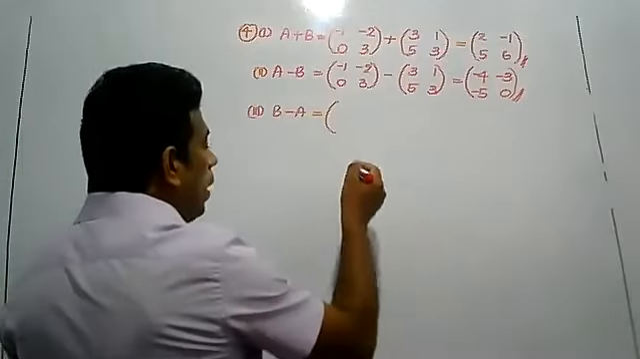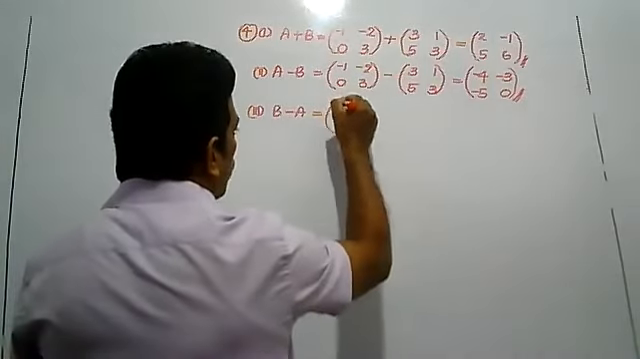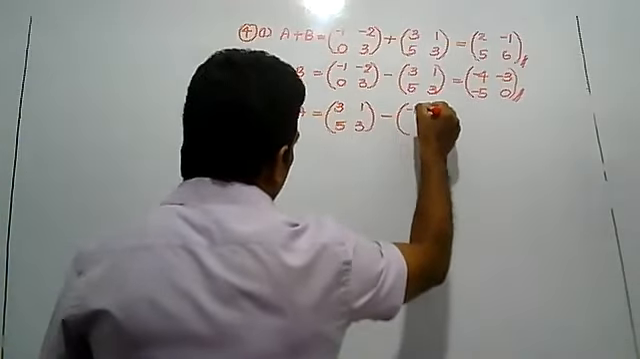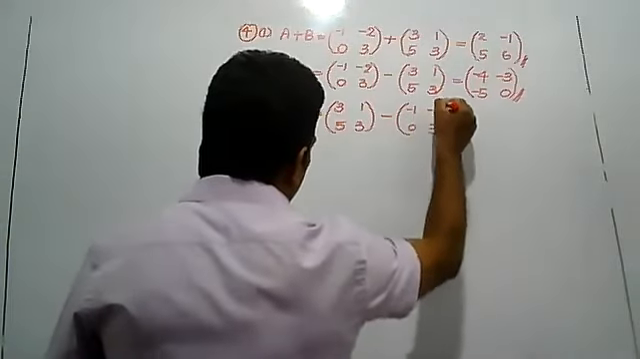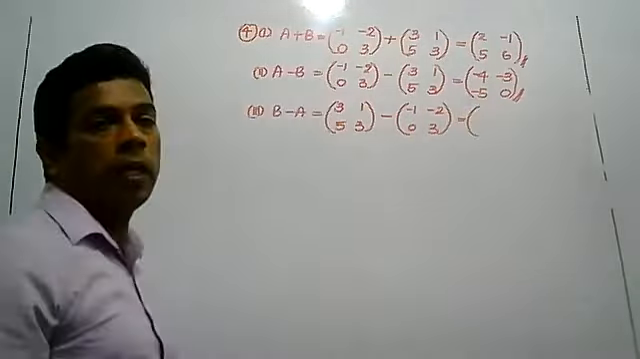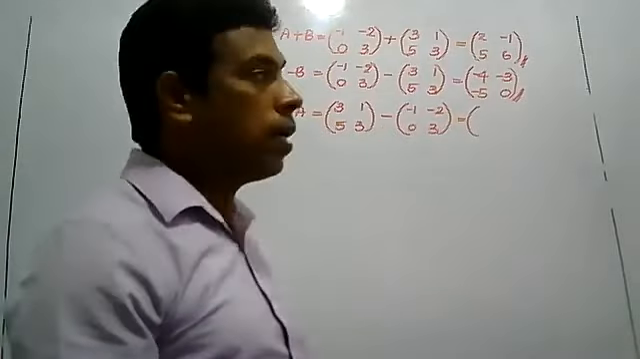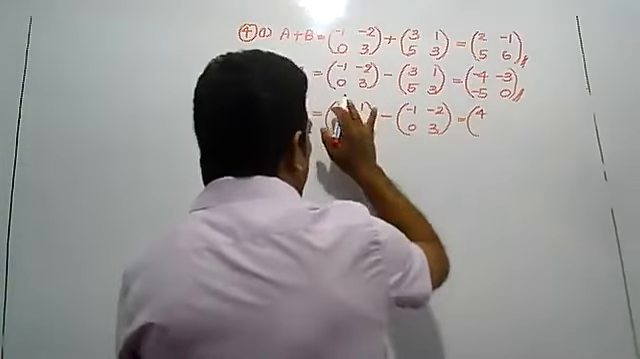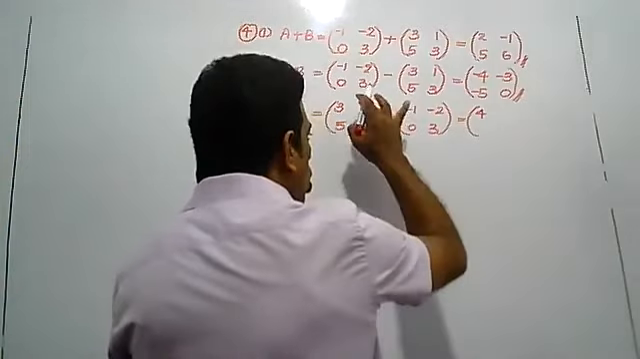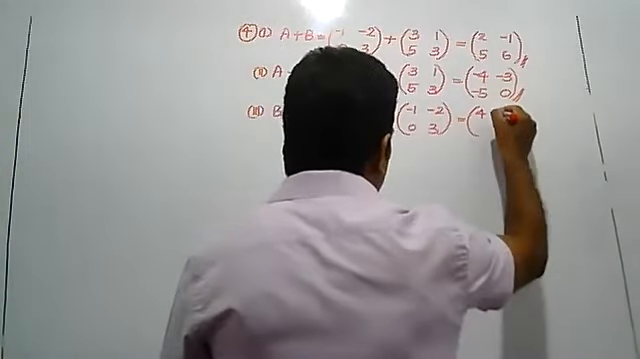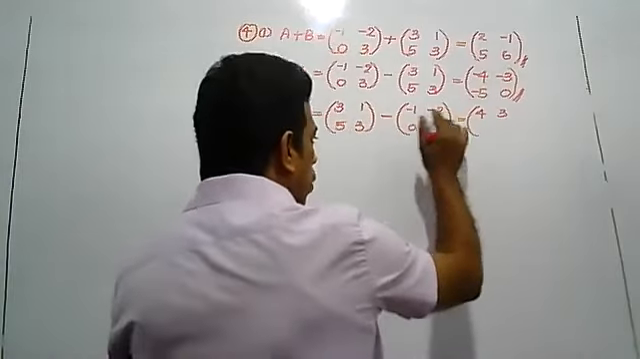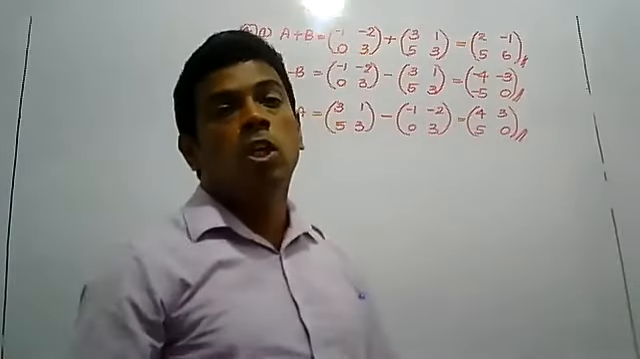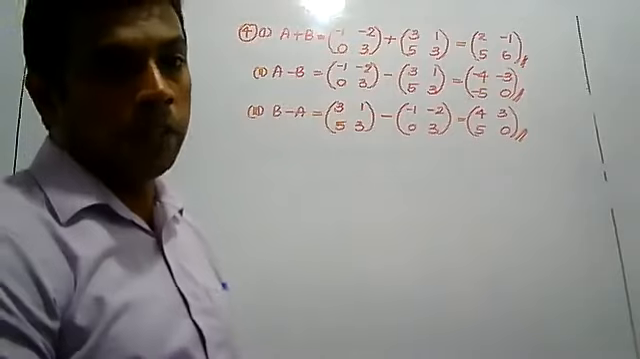Next one, B minus A. First, I want to write matrix B. Then I want to subtract matrix A. Matrix B minus matrix A. Corresponding elements should be subtracted. Then the answer: 3 minus minus 1 is 4. 1 minus minus 2 is 3. 5 minus 0 is 5. 3 minus 3 is 0. Then I have completed question number 3 with all these steps.